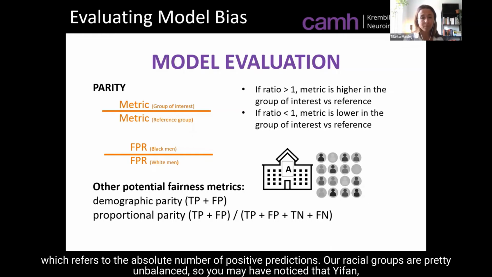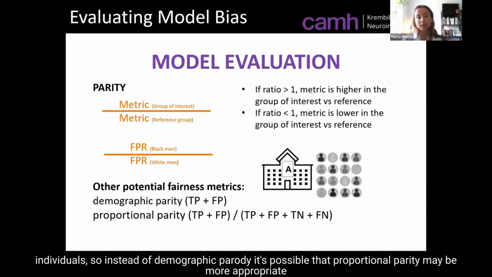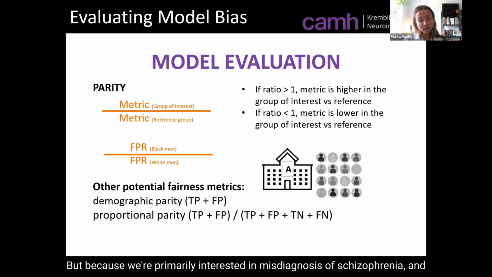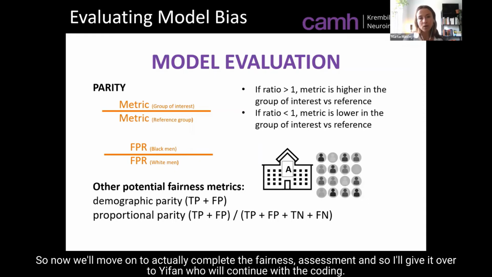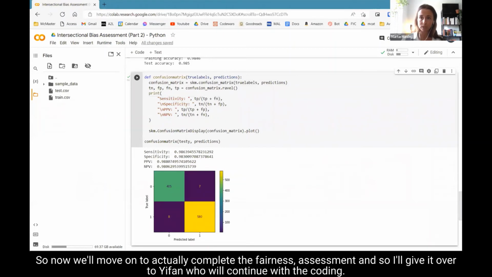Our racial groups are pretty unbalanced. So you may have noticed that Yifan, in his graphs, noted that we have fewer Asian and Hispanic individuals. So instead of demographic parity, it's possible that proportional parity may be more appropriate since it's similar to demographic parity, except it controls for group size. But because we're primarily interested in misdiagnosis of schizophrenia and not the total number of schizophrenia diagnoses, false positive parity is likely a better fit for our task. So now we'll move on to actually complete the fairness assessment. And so I'll give it over to Yifan, who will continue with the coding.